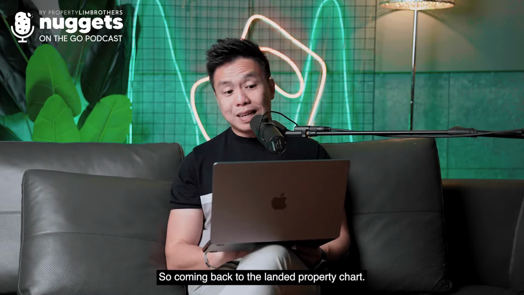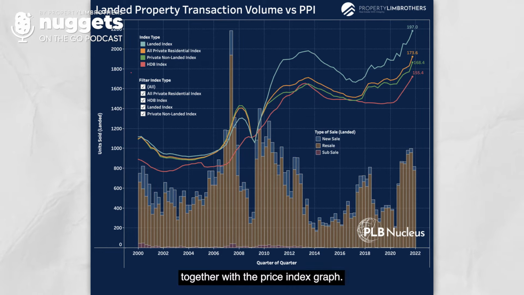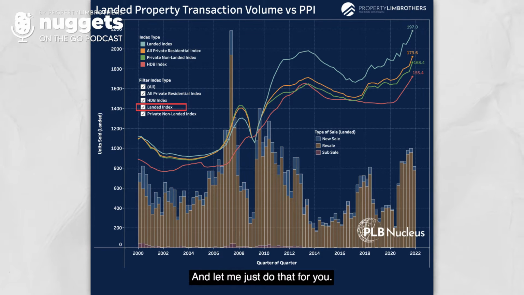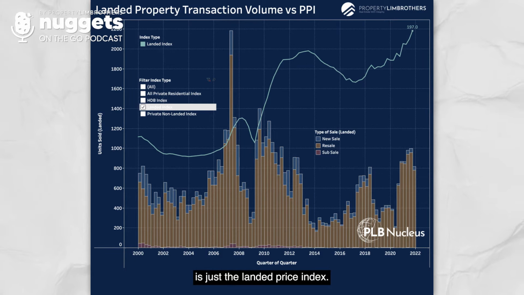So coming back to the landed property chart. We have combined the property transaction volume together with the price index graph. I can also remove different graphs if I just want to look at the pure landed index graph. Let me just do that for you. When I toggle off the different buttons, the lines will gradually disappear. And what I'm seeing right here now is just the landed price index.